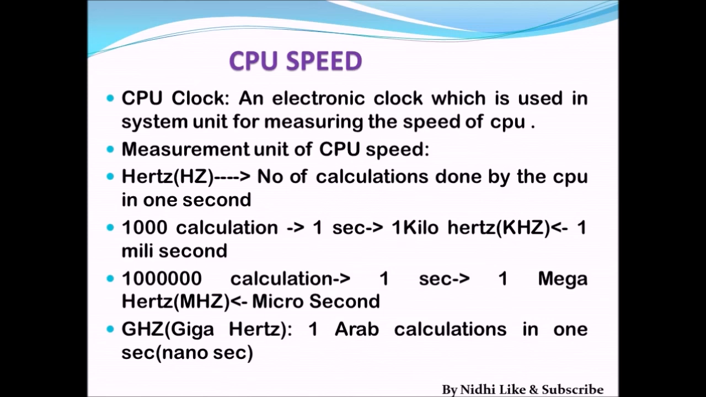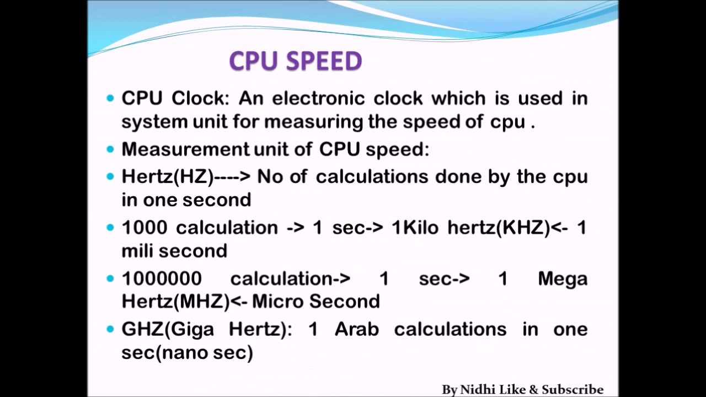Okay, similarly higher unit is 1 megahertz, that is done in microsecond, and next higher unit is gigahertz, that is in gigahertz 1 billion calculations are done in 1 second, or you can say in nanosecond. Okay, so this is the point that can be used in computer performance.